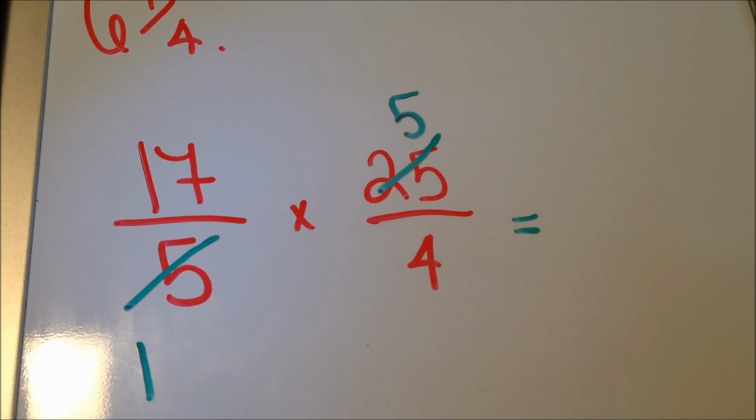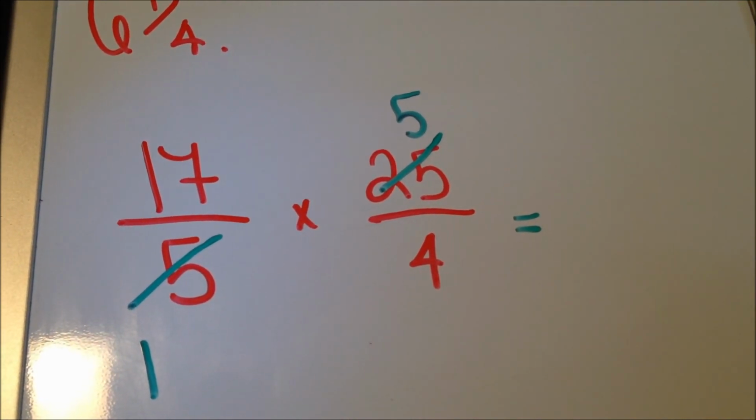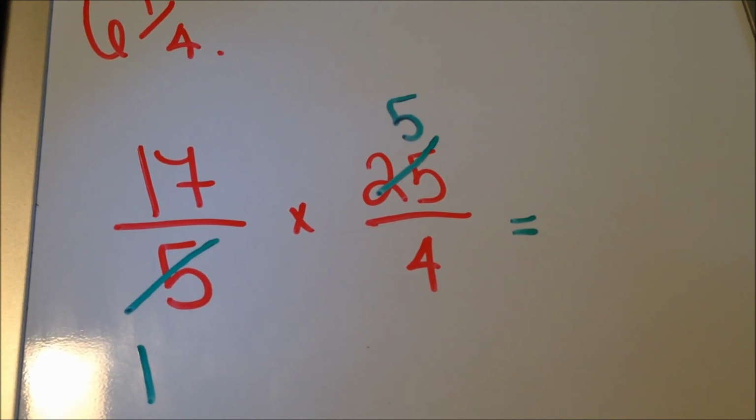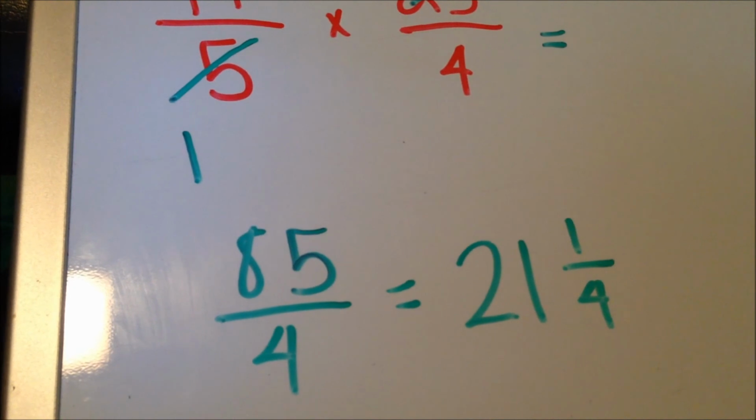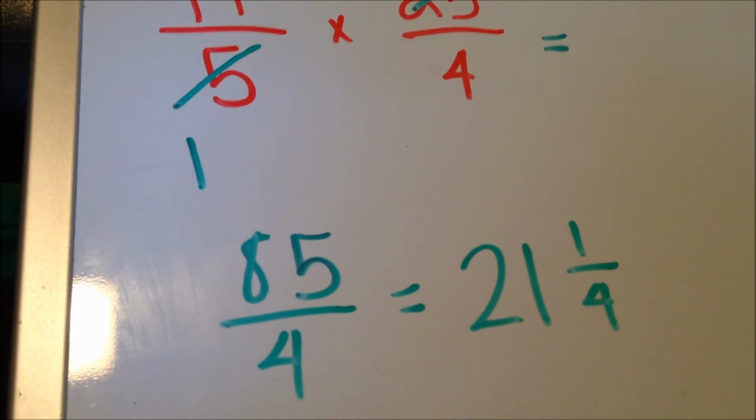When we multiply across, we get 17 times 5, which equals 85, and 1 times 4, which equals 4. So we have 85 over 4, or you can convert it into a mixed number, which is 21 and 1/4.